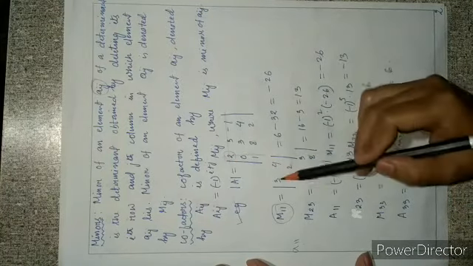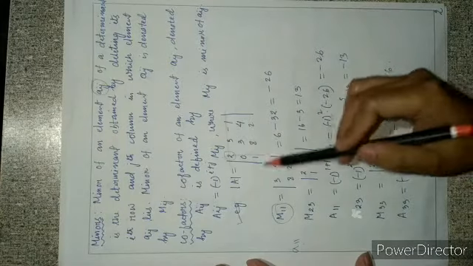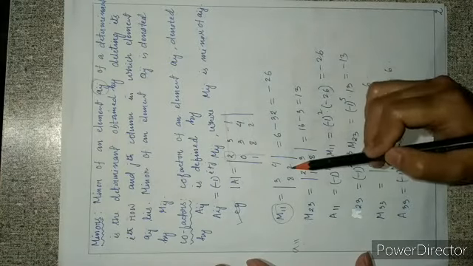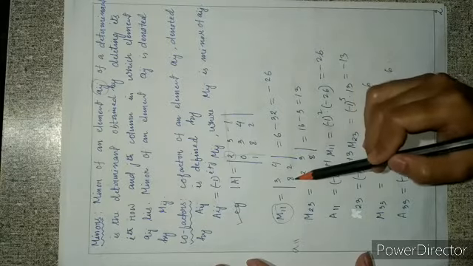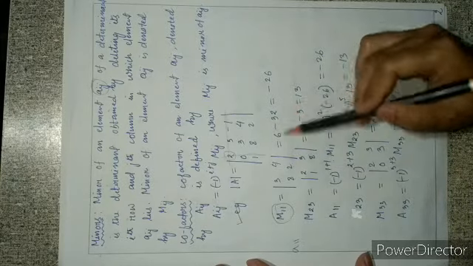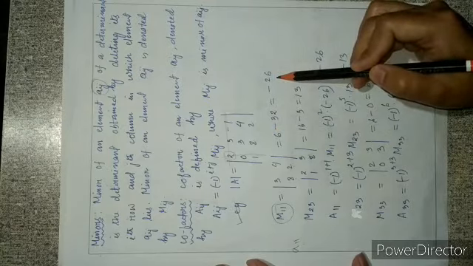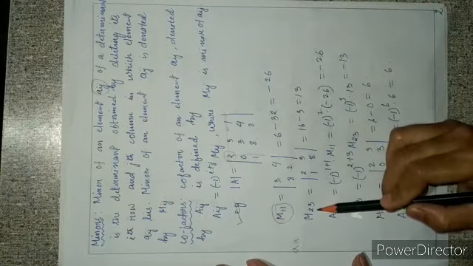The remaining elements are 3, 4, and 8, 2. Then expand this determinant. 3 into 2 is 6, minus 4 into 8 is 32, and their difference is equal to minus 26. Then find minor M23.